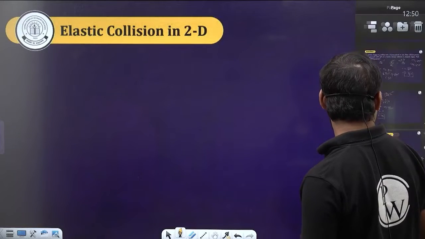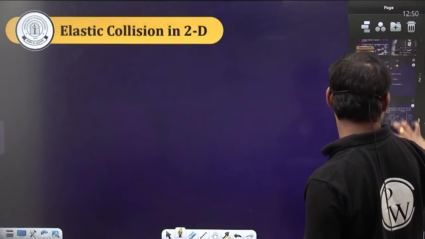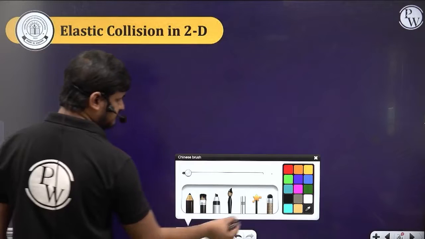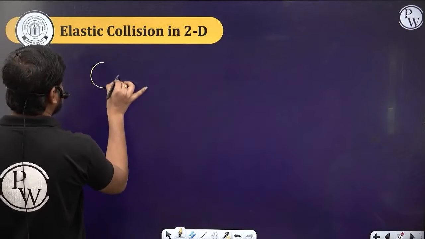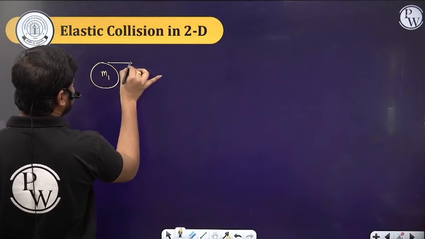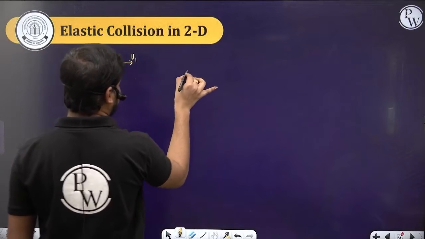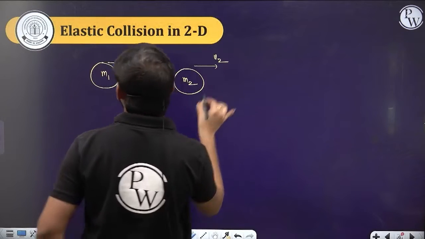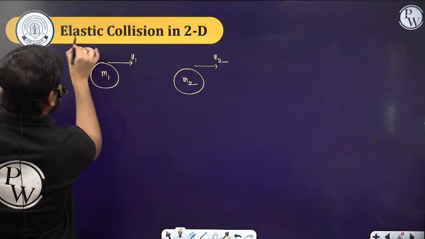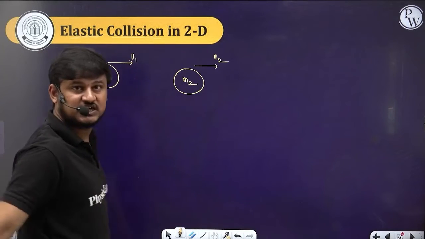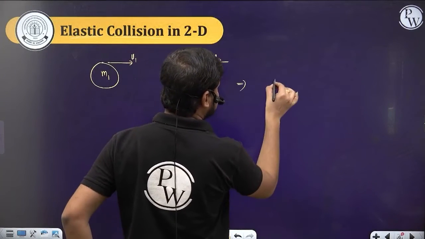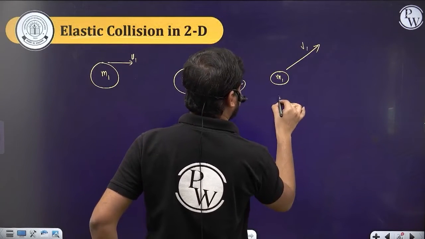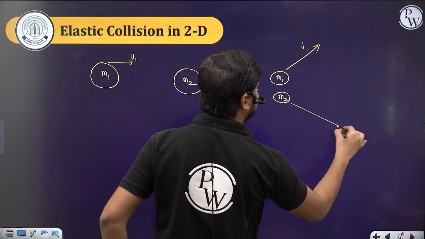So now let's go for elastic collisions in 2D. See here, first consider an m1 mass moving with velocity u1, and an m2 mass moving with some velocity u2. Here also we are talking about elastic collision only. After collision, let's suppose the m1 particle is moving with some velocity v1 and the m2 particle is moving with some velocity v2 this side.